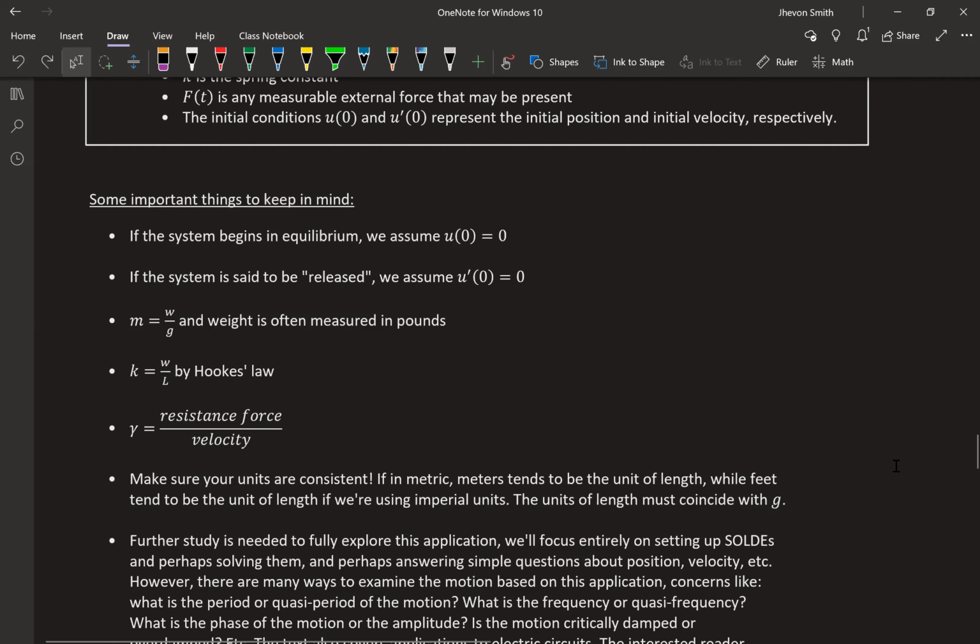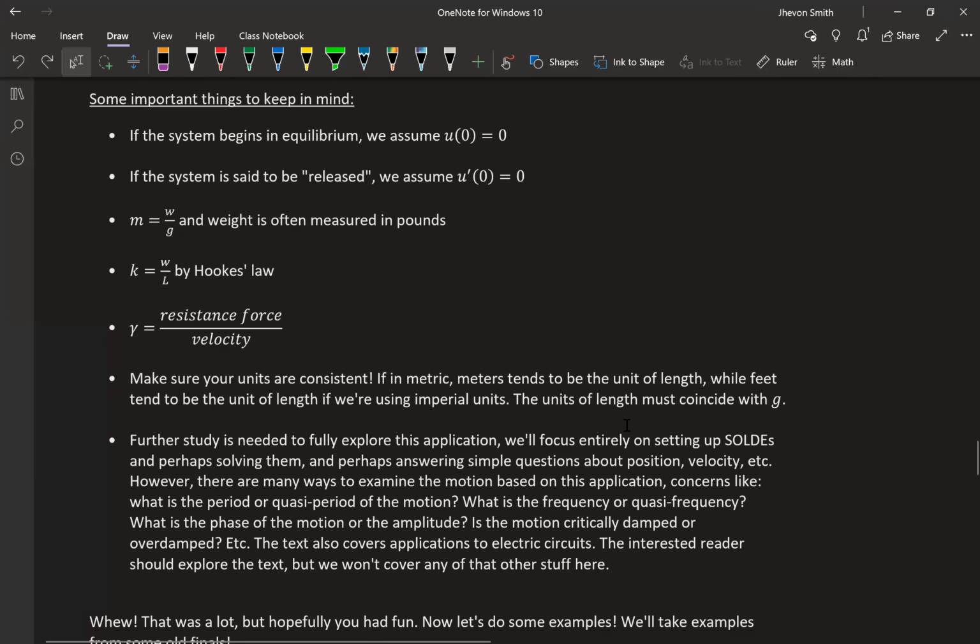Some things to keep in mind. Again, I probably should have repeated here that upwards is our negative direction, downwards is the positive direction. But of course, if we know that the system begins in equilibrium, we assume that the initial position is 0. If we say the system is just released, like someone stretches it and then just lets go, the initial position is 0 and the initial velocity is 0, and otherwise we will tell you what the initial velocity is.